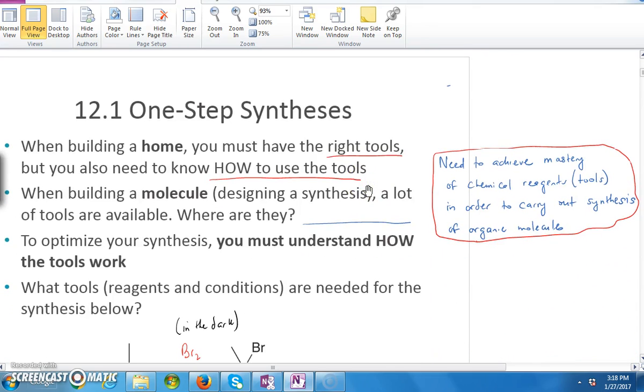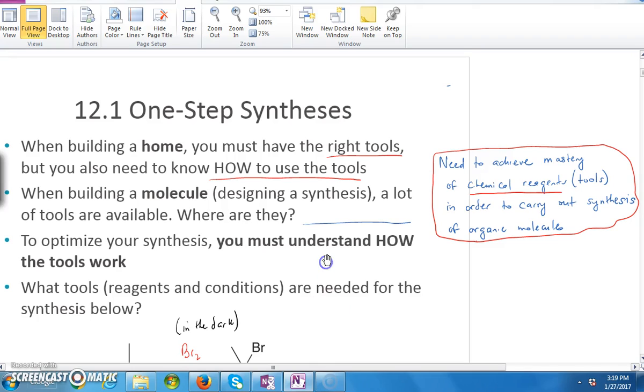Now, when building a home, you must have the right tools, and in the same way, when building molecules, you need to have the right tools. And the tools we are referring to are nothing more than the chemical reagents. Of course, the materials that you're going to use will be the reactants, but to carry out the transformation or the conversion of the reactants to the products, you need chemical reagents, and these are the tools necessary for you to be able to carry out synthesis. Now, to be able to optimize your synthesis, you need to know how the tools work.